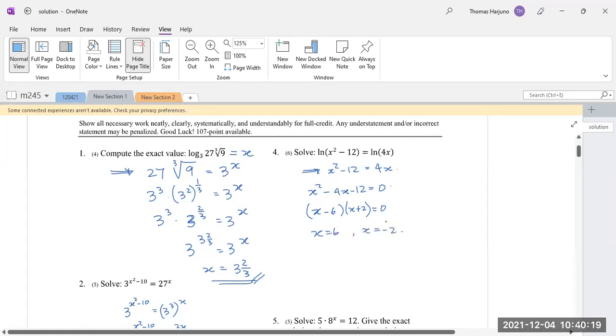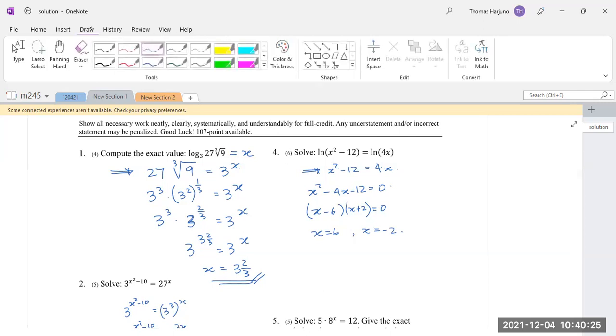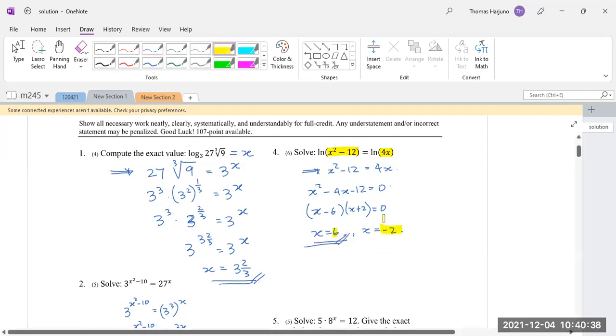But we need to make sure that when we plug that into the argument, we have positive. When I plug in 6 here and here, both of them are positive. So x equals 6 is okay. However, when I plug in x equals -2, it becomes -8 here, so it is not okay. Cross it out. We still write x equals -2 first, but then you cross it out.